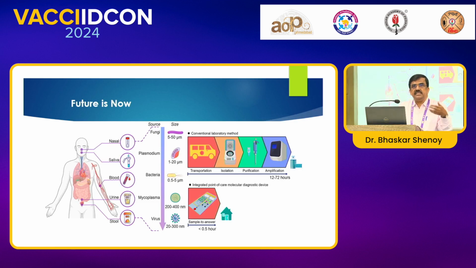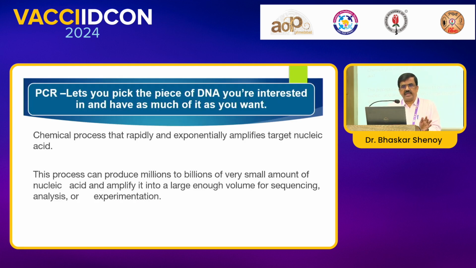Now the future depends on these things, because we are able to identify those organisms which hitherto we were not able to identify. For example, mycoplasma. For example, some of the viruses. And the time taken, you can see, is very less. Whereas conventional culture needs at least 72 hours, here within half an hour or 1 hour you can get the result. So what is PCR?